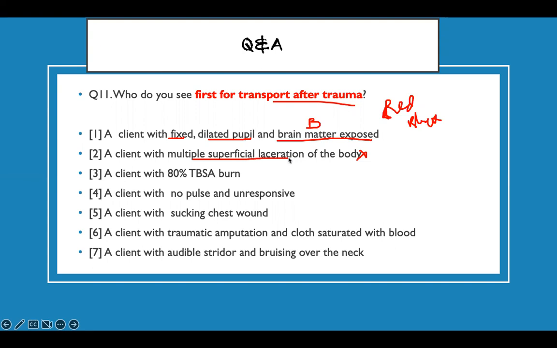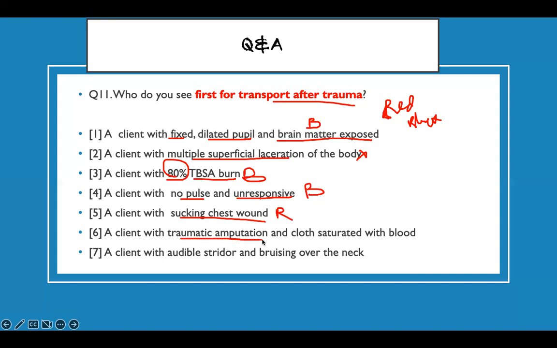Multiple lacerations don't mean anything. They're not telling me he's bleeding. All you're looking for is shock, chest trauma, airway, and unstable wound. That's red. A client with 80% total body surface burns, this patient is not surviving, is black. A client with no pulse and unresponsive, this is black, not going to survive. A client with a sucking chest wound, yes, I will assign something. This is red. Those are the two I need.